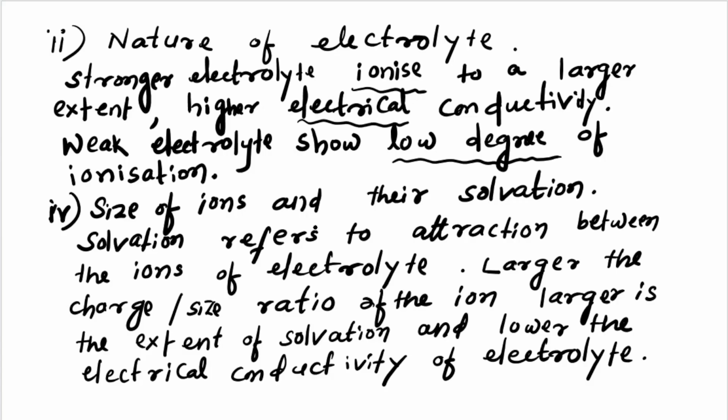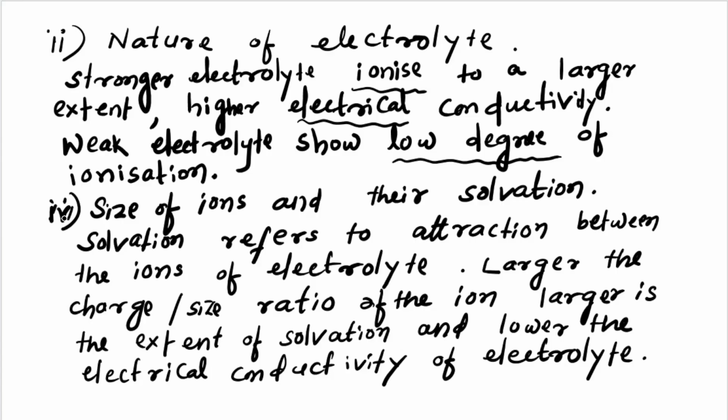Conductance is higher, conductivity is higher. For a weak electrolyte, the degree of ionization is less. That means ions are less, so lower electrical conductivity, not as high as a strong electrolyte. Then the next one, size of cation. Size of cation and their solution. So here, size of ions and their solution.